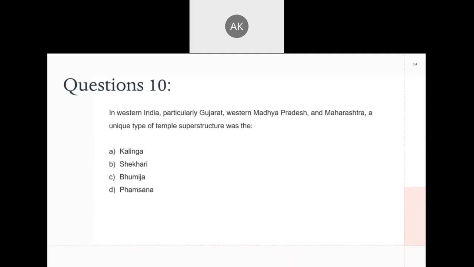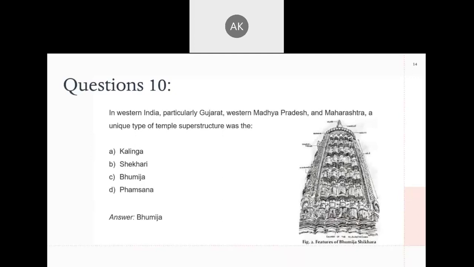What about option B, the Shekhari temple structure? It is a North Indian Sikhara style with a tower or a spire on top of the shrine, which comprises the central Latina spire, with Urushringa. What about Bhumija? Actually, the answer is Bhumija. This is the temple Sikhara style known as Bhumija, which existed in Gujarat, West Madhya Pradesh, and Maharashtra. Not the whole of Maharashtra, but the northern portion of Maharashtra.